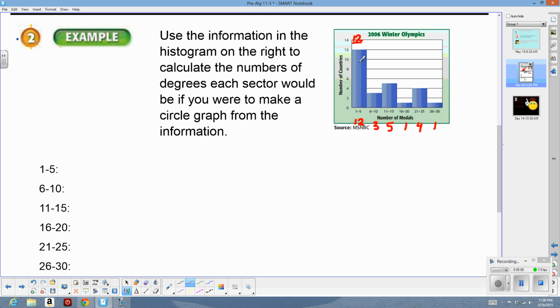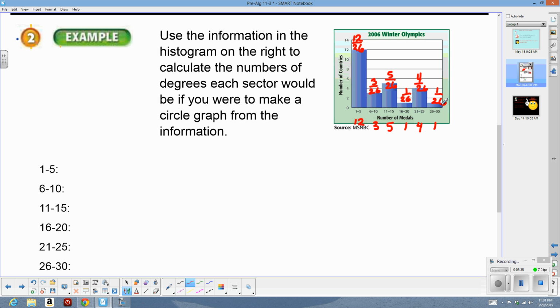So this bar right here represents 12 out of 26 countries that fell into that category. This one is 3 out of 26. And this one was 5 out of 26. This one is 1 out of 26. 4 out of 26. And 1 out of 26.